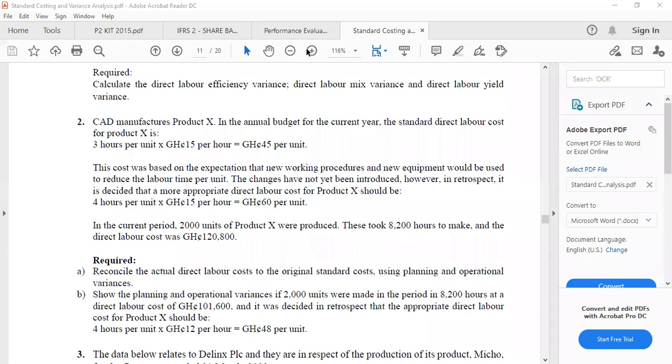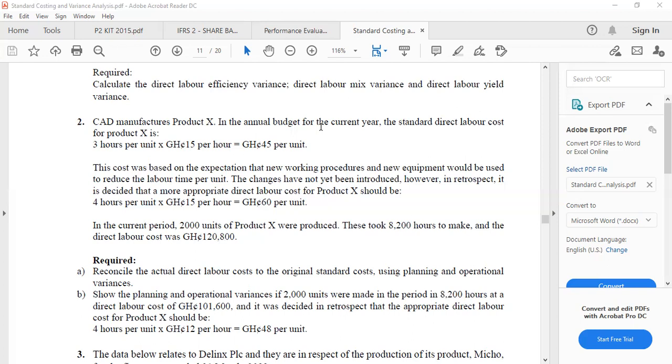Joycelyn, are you there? Read. Question two. A manufacturer makes product X. In the annual budget for the current year, the standard direct labor cost for product X is 3 hours per unit times 15 cedis per hour, equal to 45 cedis per unit. This cost was based on the expectation that new working procedures and new equipment will be used to reduce the labor time per unit. The changes have not yet been introduced. However, in retrospect, it is decided that a more appropriate direct labor cost for product X should be 4 hours per unit times 15 Ghana cedi per hour.